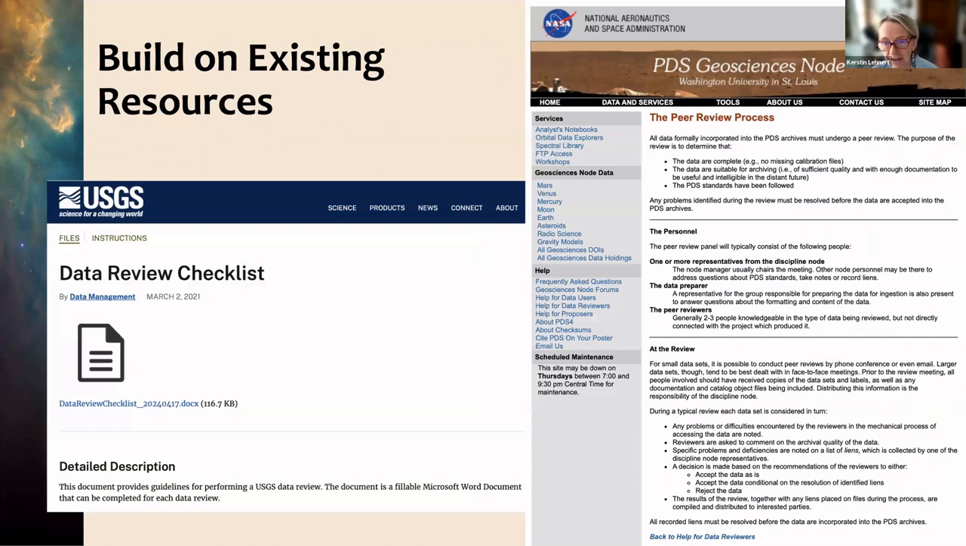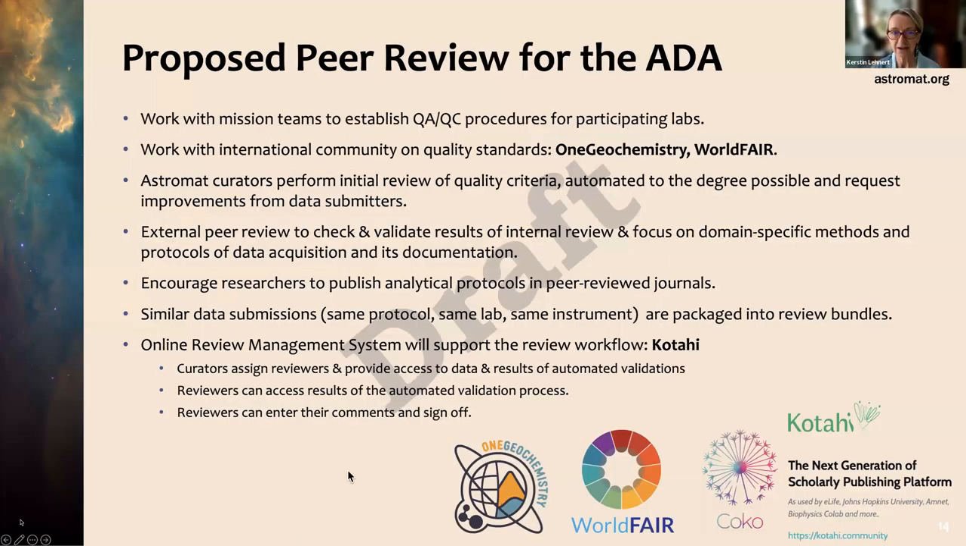The USGS data review checklist has already been serving to inform what we want to implement. But as I said, I've now learned a lot more and hope that we can make more progress quicker. So currently our draft is that we will work with the mission teams to establish our quality assessment and quality control procedures, and do that with the participating labs so that the quality of data that comes into the repository is already optimized. We continue to work with the international communities to push for quality standards in geochemistry. And we participate in two different efforts here, the One Geochemistry Initiative and the World Fair Project.